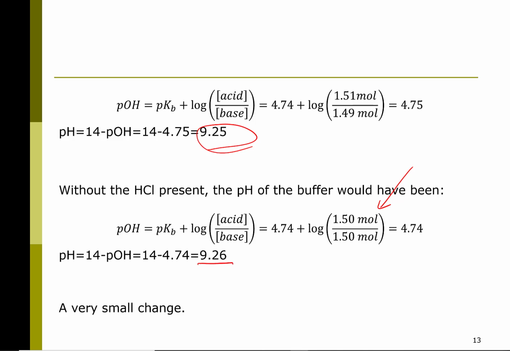So you can see that I added a strong acid, HCl. It made the solution slightly more acidic. The pH went down, but it didn't go down very much. This is what I would expect a buffer to do. It should be minimizing the changes in pH.